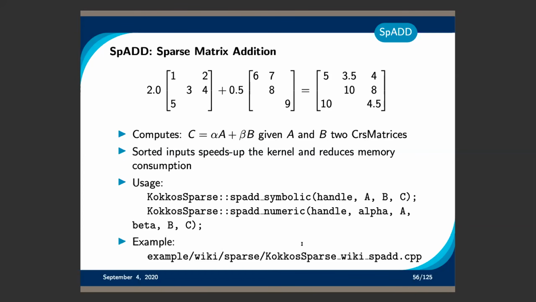So one way for you to get extra speed out of that kernel is to sort the rows of your matrices. As for usage, this kernel is split between a symbolic and a numeric phase. For the symbolic phase, the first parameter is going to be a handle, and then you just give the three matrices you want, two inputs and one output, A, B, C. Finally, for the numeric phase, it's pretty much the same interface, but you also have to specify the alpha and beta parameters that are going to be used in the operation. And again, an example is available in our source code.